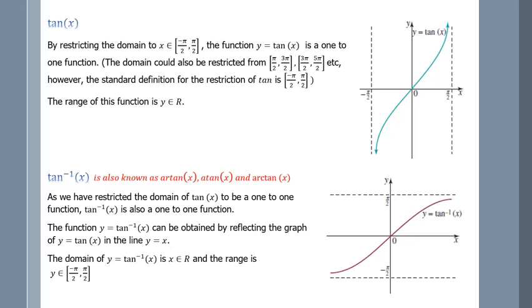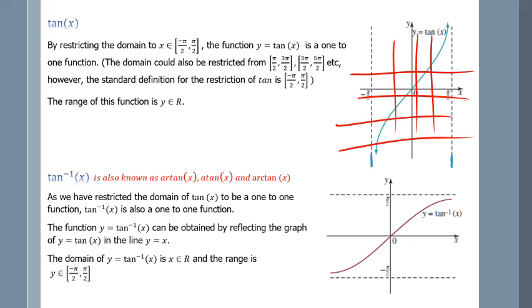With tan, one cycle of a tan graph is a 1 to 1 function. So from negative pi on 2 to pi on 2, our graph of tan is 1 to 1. It passes both the vertical line test and the horizontal line test. So we restrict our domain, in this case, to be exactly the same as the sine function. Our range is all real numbers, because it goes up forever and it goes down forever.